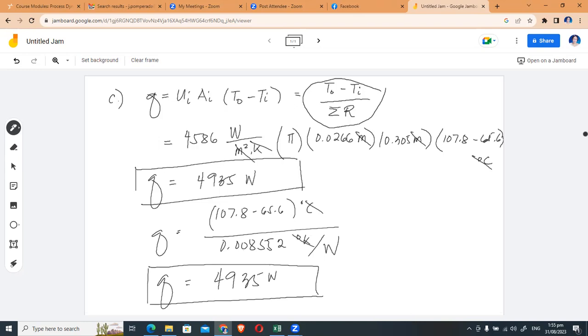So 4934.51, which is 4935. So basically more or less the same. Any questions with this? This is a continuation of the problem that was just read a while ago concerning water flowing inside the pipe being heated by steam flowing outside of the pipe. Any question here?